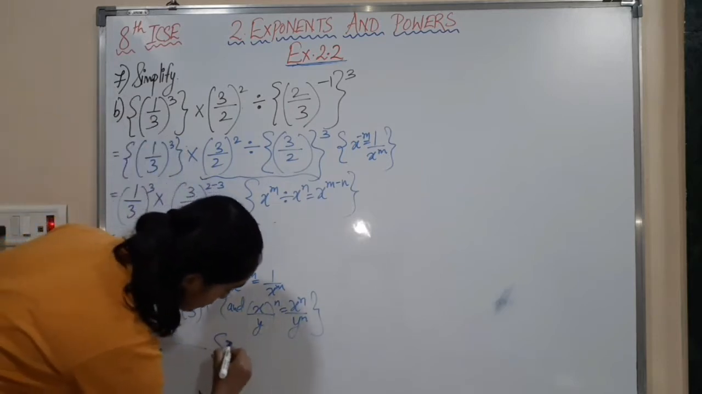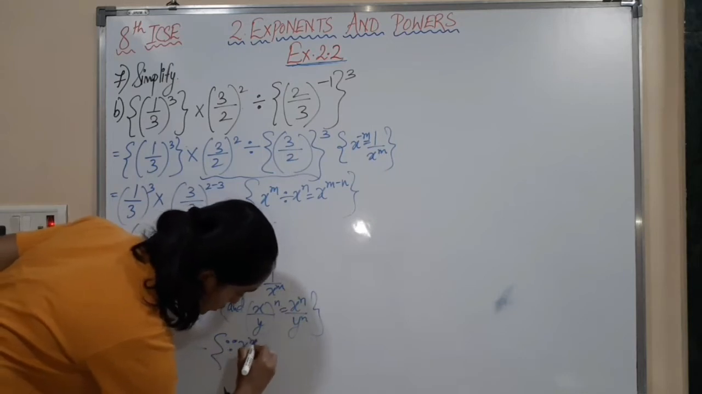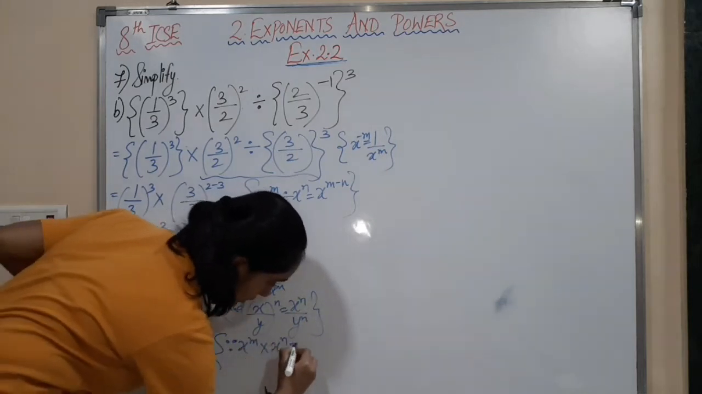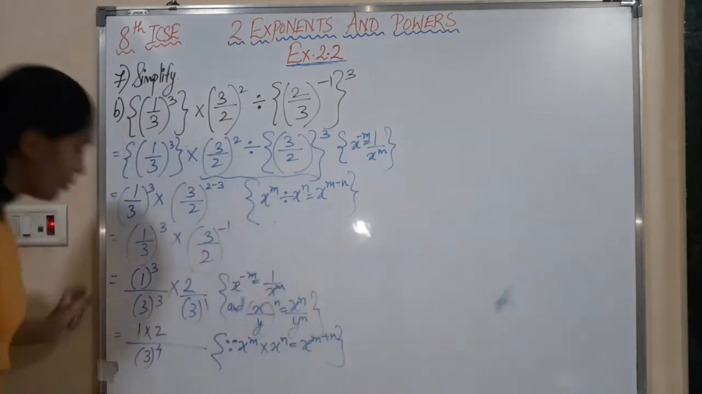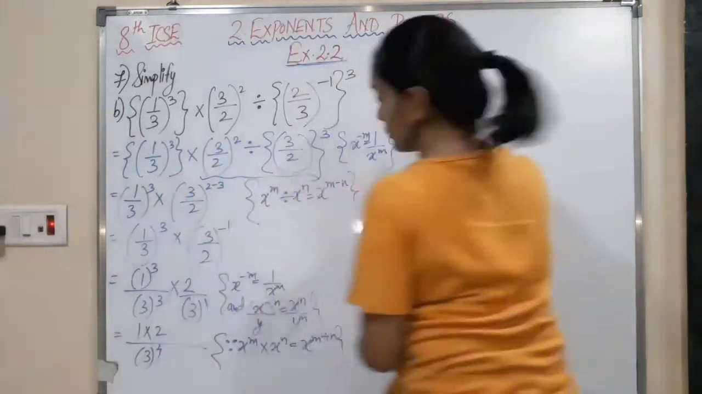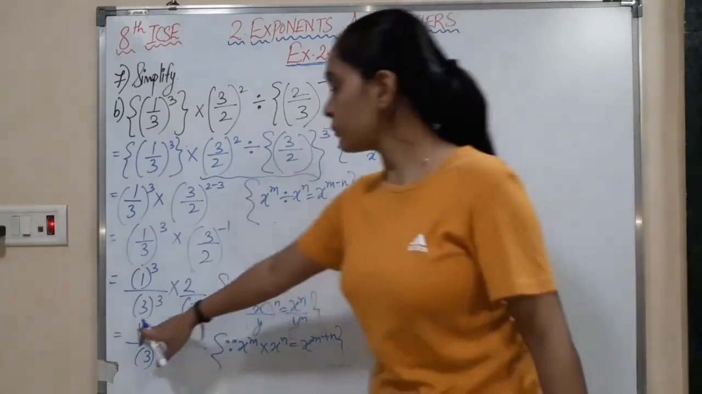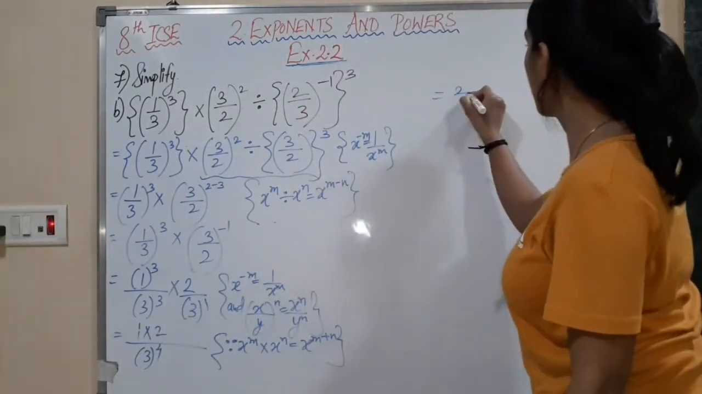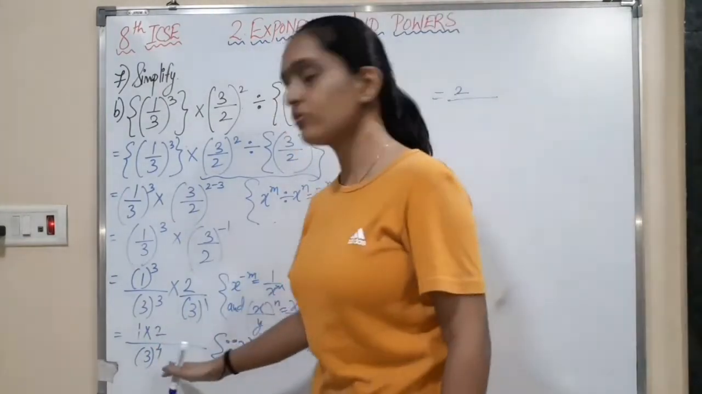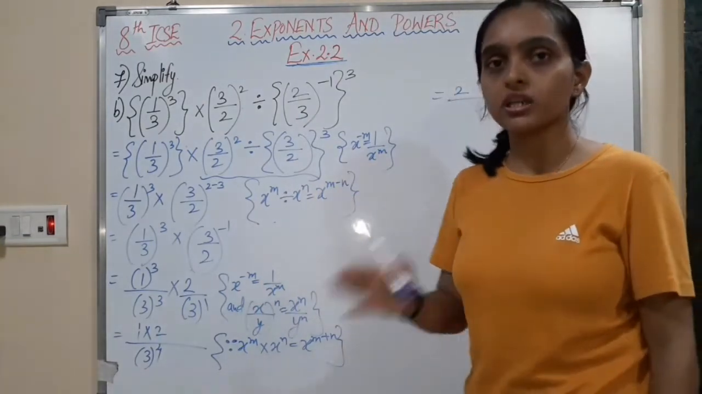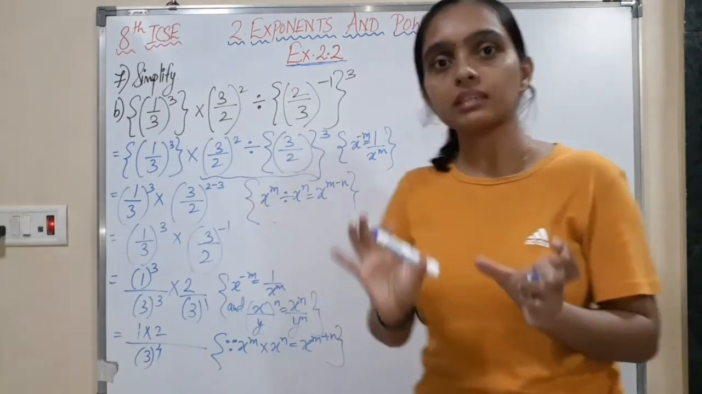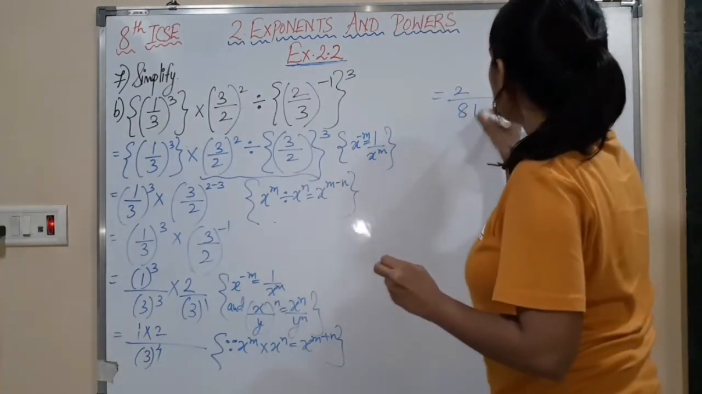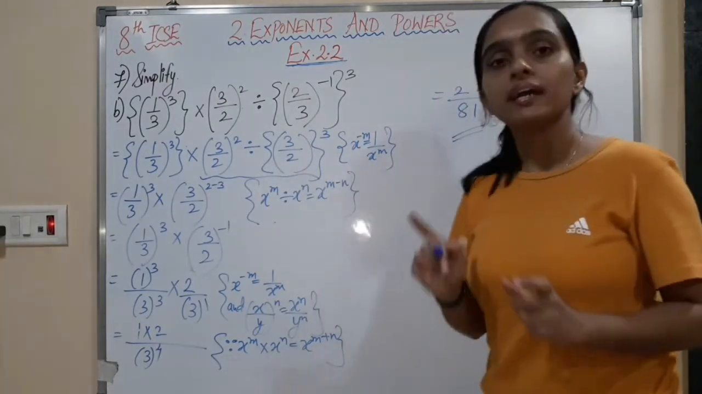By using the law x raised to m multiplied by x raised to n equals x raised to m plus n. Okay. So here you will get 1 multiplied by 2 is 2 and 3 raised to 4. So 3 is multiplied 4 times. 3 times 3 is 9 and 3 times 3 is 9. So 9 times 9 is 81. So the final answer will be 2 upon 81.